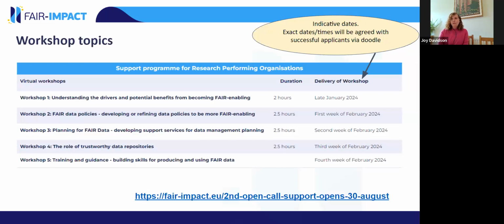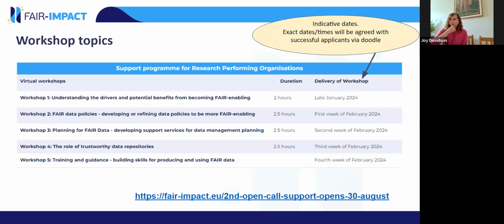The second workshop is really starting to look at FAIR data policies at the research performing organization level. Quite a lot of people already have policies in place. Others are in the process of putting them together. So we will help you to look at your own policies and to provide some feedback on where they might need to be updated to reflect more FAIR enabling aspects. And if you don't have a policy, we'll help you to think about how you might get one started at your institution.